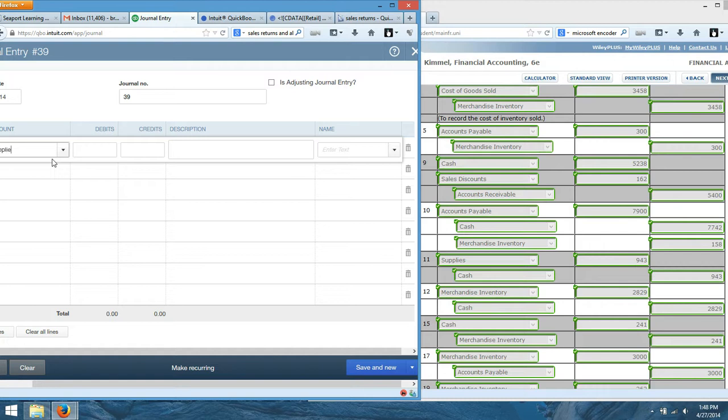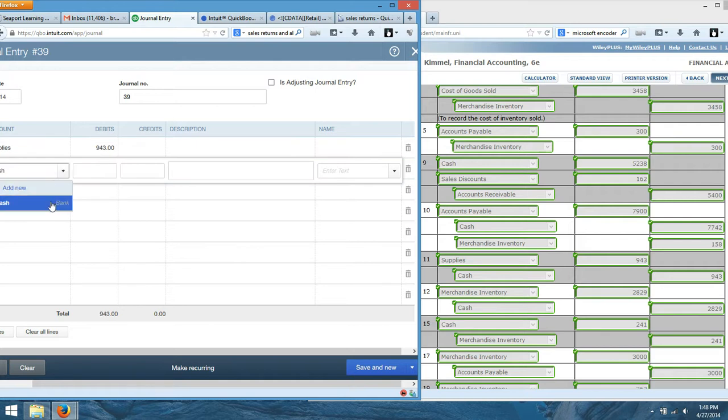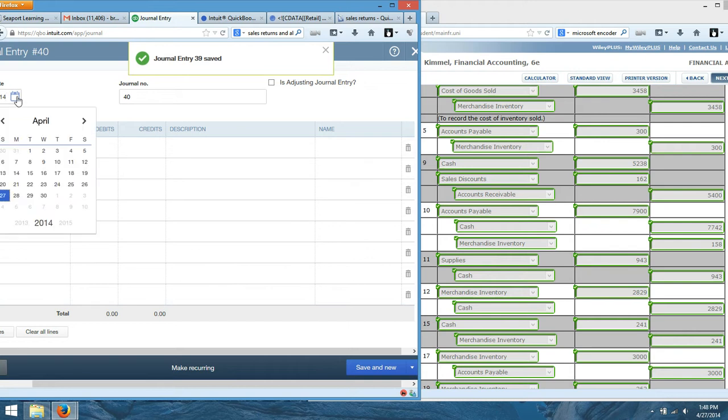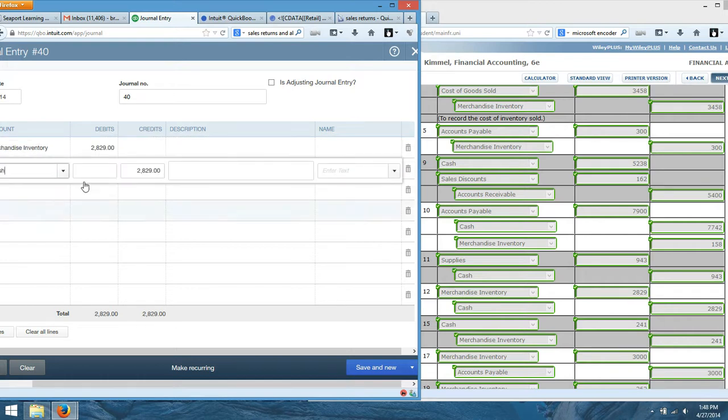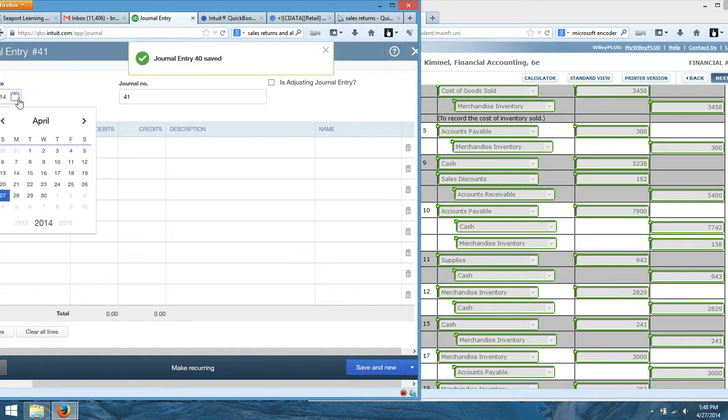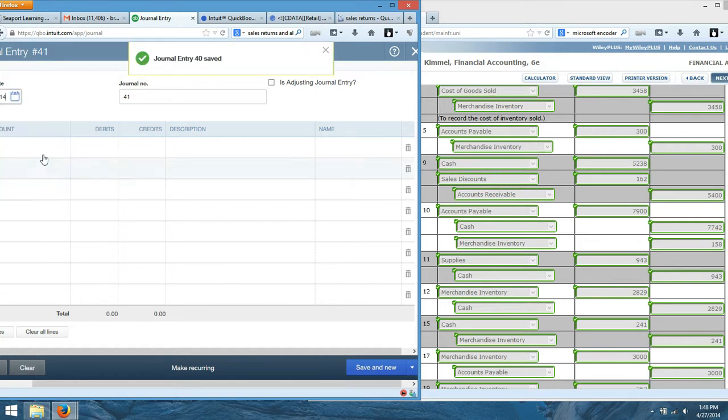On this day we bought some supplies, $943 worth to be exact, and we paid with cash the same amount. Save and new. And so on May the 12th, we went ahead and bought some more merchandise inventory for $28.29. We bought it with cash for $28.29. Save and new. We're going to go over here to May 15th.